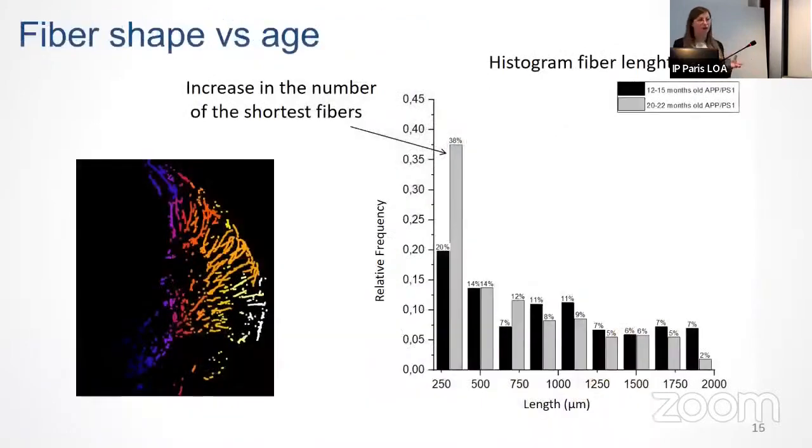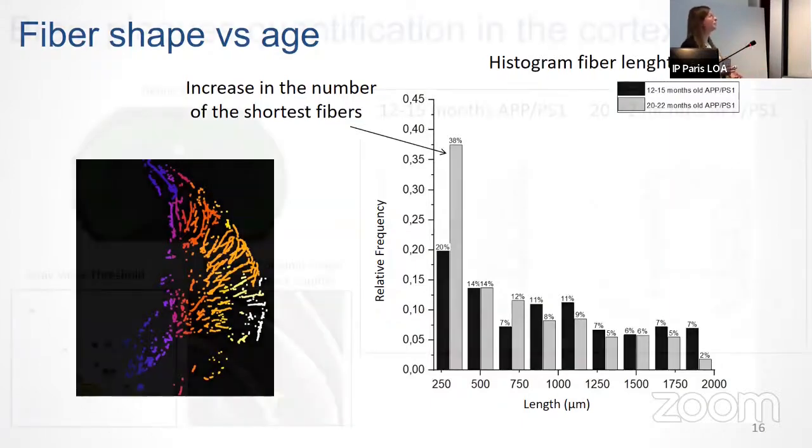This is the result of the quantification of the fibers inside the brain. This is a histogram of the fiber length for the 12 and 20 months old mouse. As we found, in gray, for the old time point, there's an increase in the number of shorter fibers. So there's a clear difference between the 2 time points of the disease.